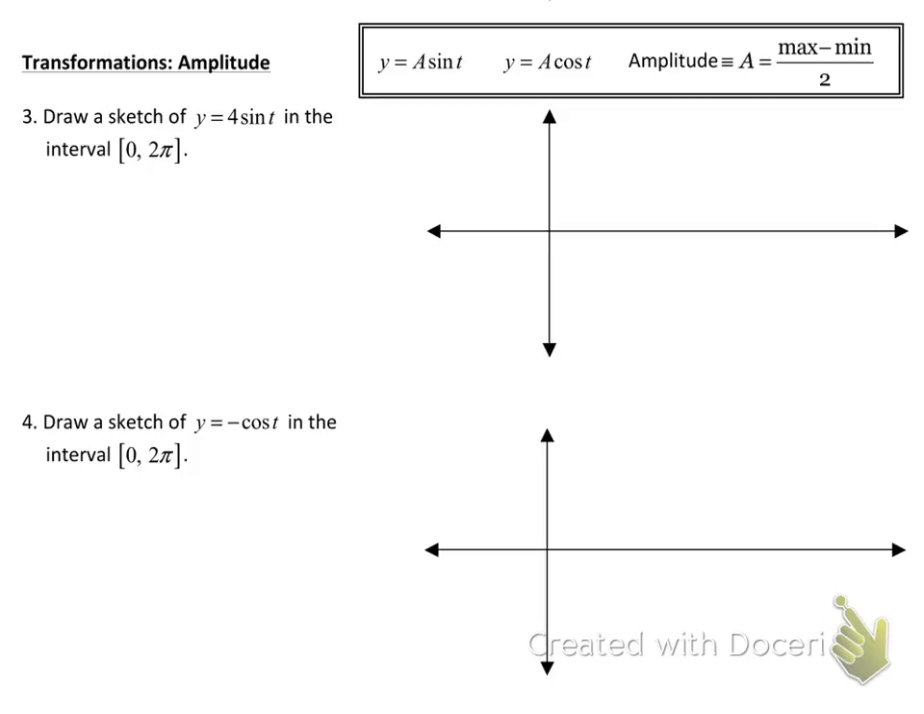Now we're going to lead into transformations, and we're going to begin with the amplitude. So the amplitude is the number that is in front of our sine function, like you see in that box, and then I also added in how to figure out the amplitude based off of our min and max values. So that 4 in front of sine t, what does that mean? That 4 is a vertical stretch. All right, so we vertical stretch by a factor of 4.